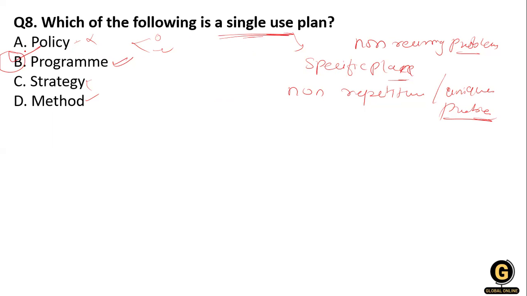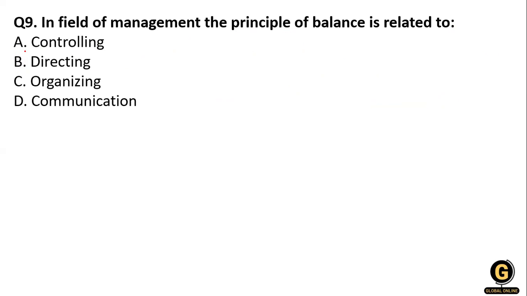Now next question: in the field of management, the principle of balance is related to controlling, directing, organizing, and communication. So what will be the right answer? You know that in the principles of management, you have to balance their organizing. They have to organize things, organizing or establishing an effective authority relationship among the selected work, the persons, and the workplace in order for the group to work together efficiently.